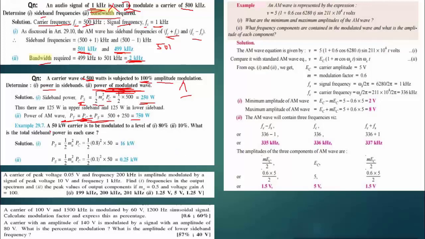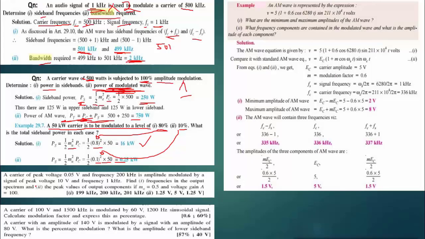Another example: a 50 kilowatt carrier is to be modulated to a level of A, 80%, and B, 10%. What is the total sideband power in each case? It's just like the previous case. We know from this formula, half MA squared PC, where in the first case the modulation factor is 80%, which is 0.8, and you get that power. For 10%, it's that way you get 0.25 kilowatts.